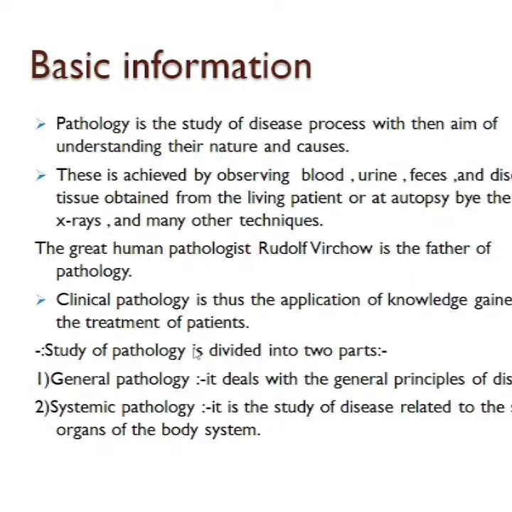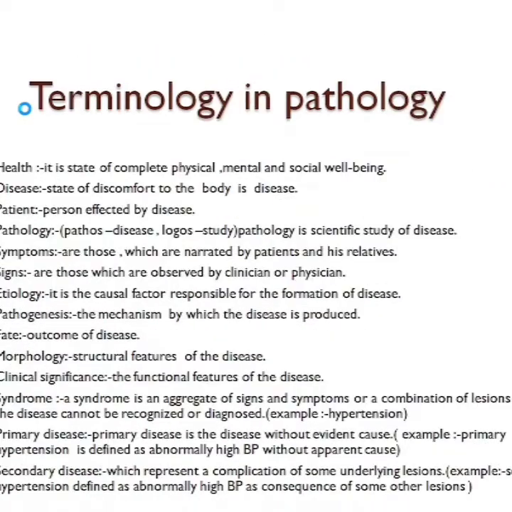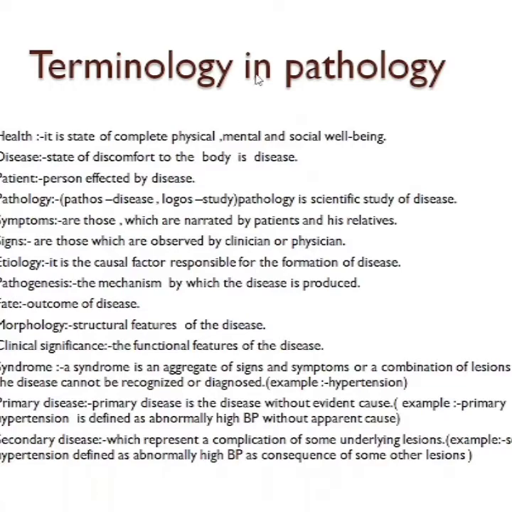So, the study of pathology is divided into two parts. One is general pathology, another one is systemic pathology. General pathology deals with the general principles of diseases. And systemic pathology is the study of disease related to the specific organs of the body system. This is about the basic information. So now in the next slide, terminology in pathology.